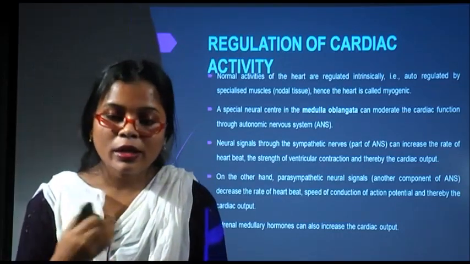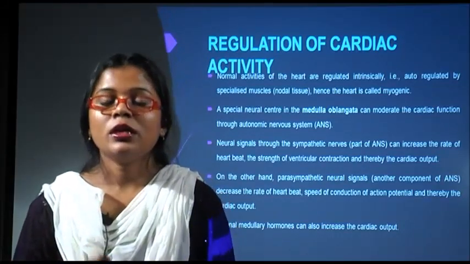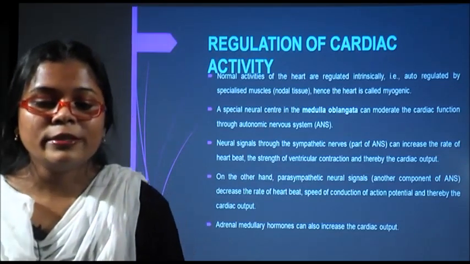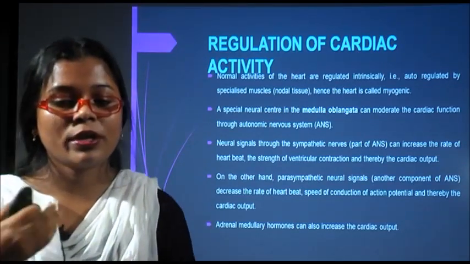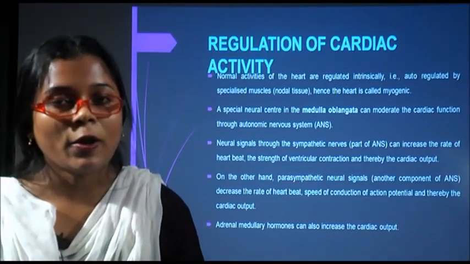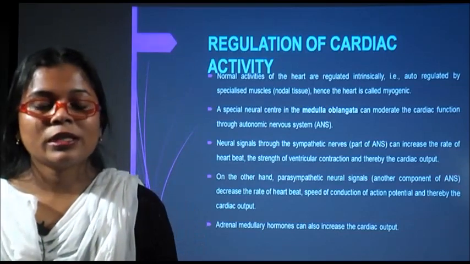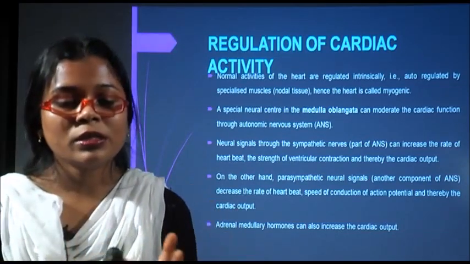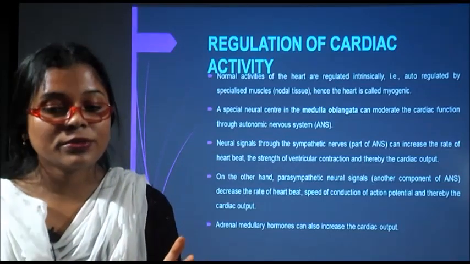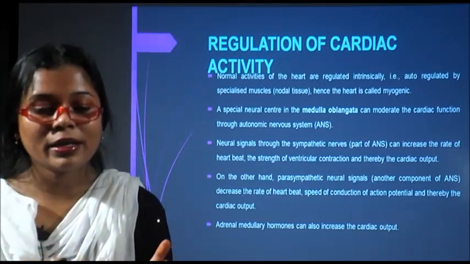Neural signals through the sympathetic nerves, that is part of the ANS, the autonomic nervous system, can increase the heartbeat, the strength of ventricular contraction, and thereby cardiac output. Okay, so sympathetic nerves increase the heartbeat rate, the strength of ventricular contraction and the cardiac output.